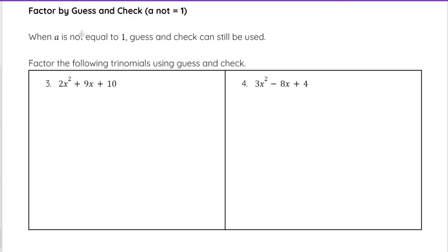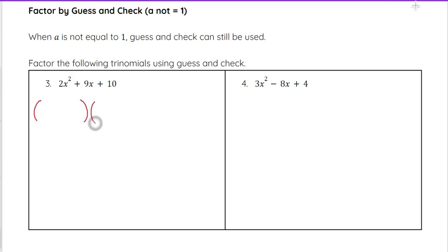So now let's look at the same thing, but when a is not equal to 1. So it's essentially the same process, but we can't just look at the factor list and know immediately which pair of factors is going to work because we have a number other than 1 in that first spot. So let's take a look at 2x squared plus 9x plus 10.